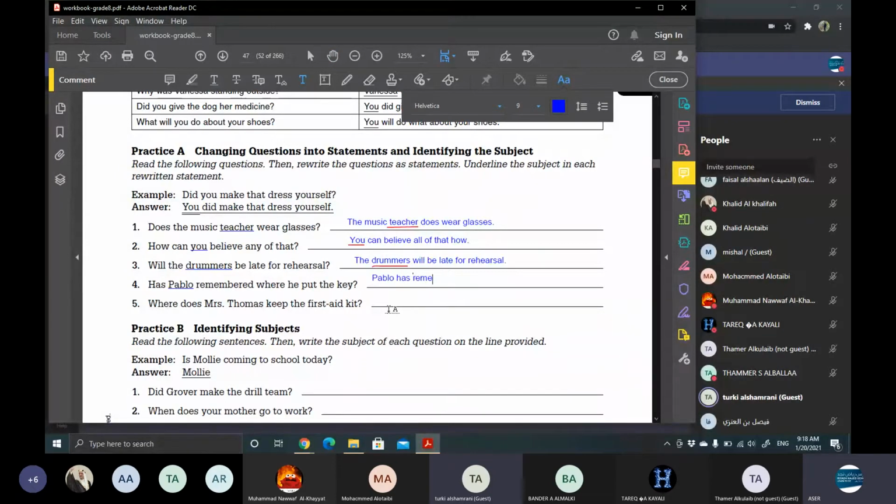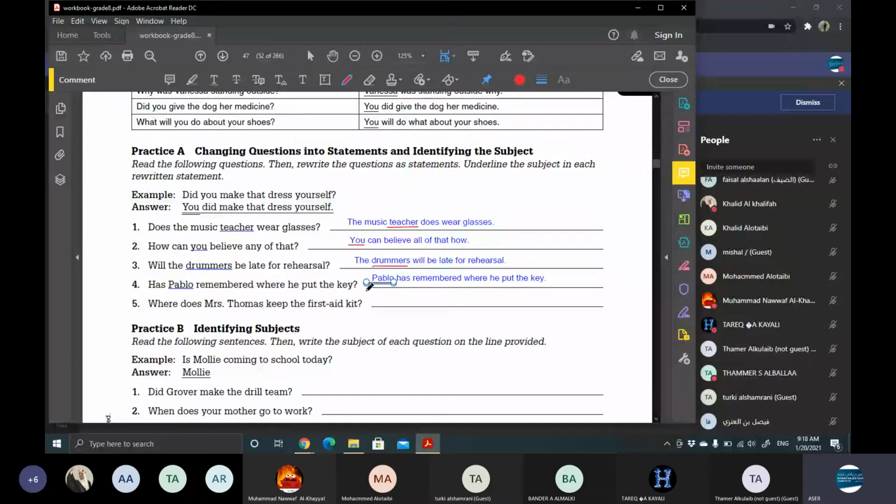Pablo has remembered where he put the key. And again, Pablo is the subject. Nice, Turki, bravo. Okay.